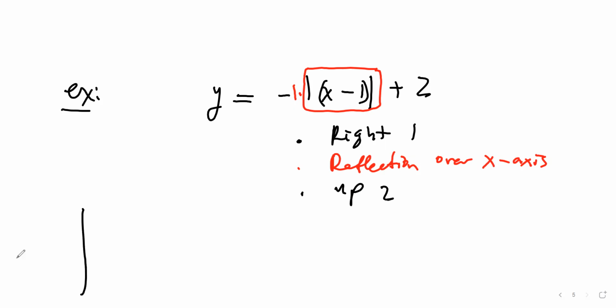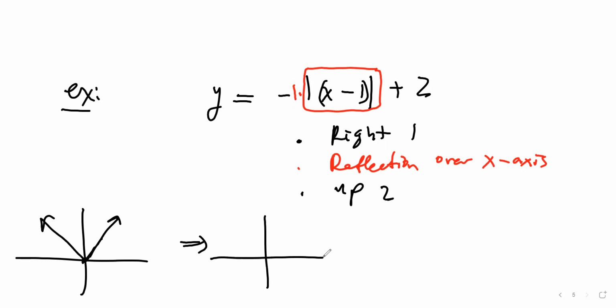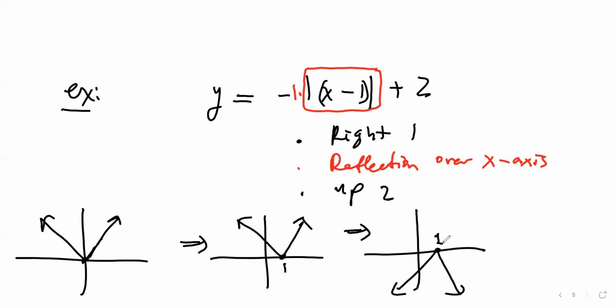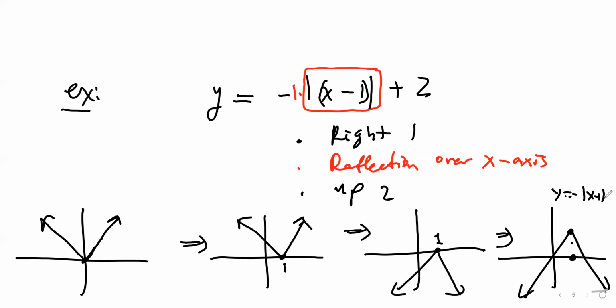First, let me put the parent function, which is an absolute value function. That's this. Next, I go right 1. So here is right 1. Next, I will reflect this over the x-axis. Here is 1, so I reflect it. I flip it basically. So it's still 1 right there. And then I add 2. This is 1, I'm going to go 1, 2, to this point now. It's like this. If you want to formulate it with the points, this last one is y equals negative absolute value of x minus 1, plus 2.